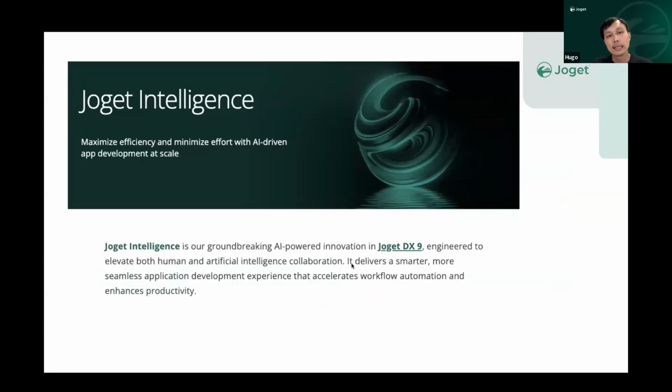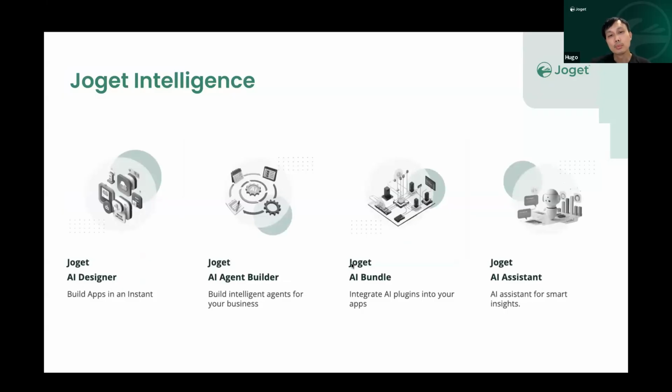Like I said, Joget Intelligence is a series, a new product line in itself, and it jives alongside Joget DX9. It has tight integrations, and with the Joget Intelligence series of innovations, we can enhance the delivery of application development and accelerate your workflow automation and productivity. We can break Joget Intelligence into 4 major categories, and we will be highlighting each of these features now.